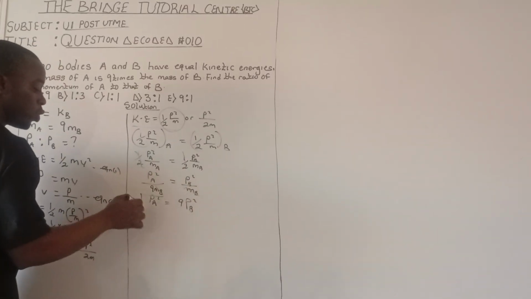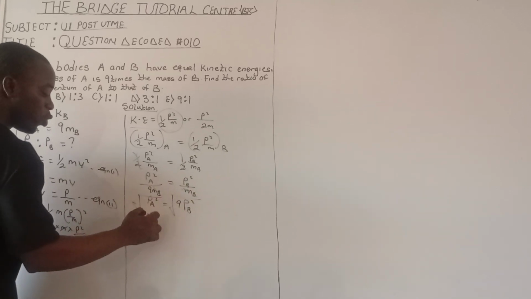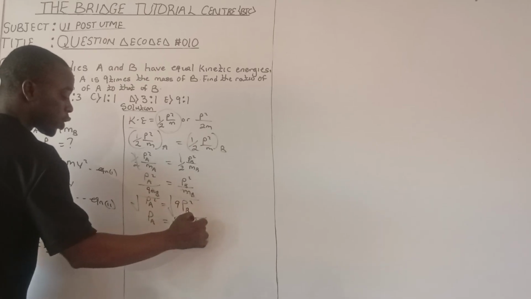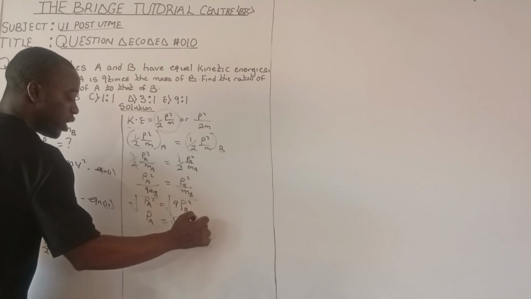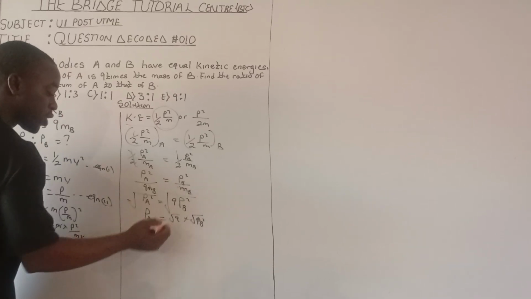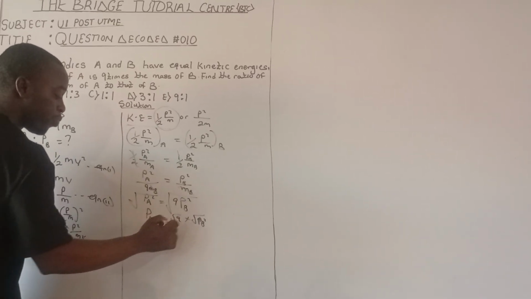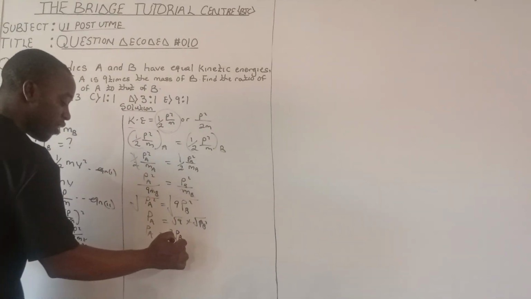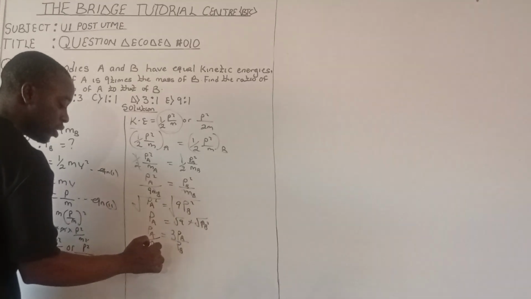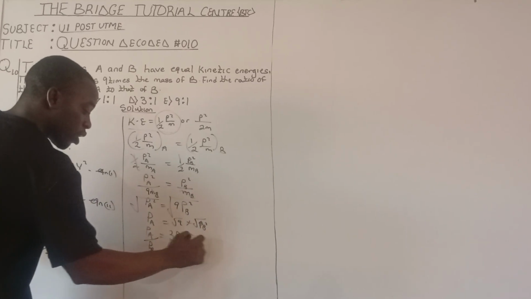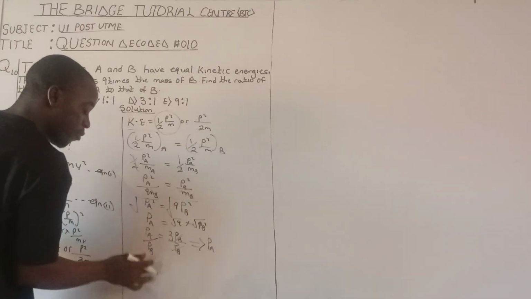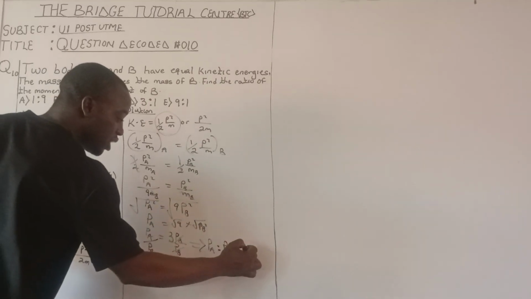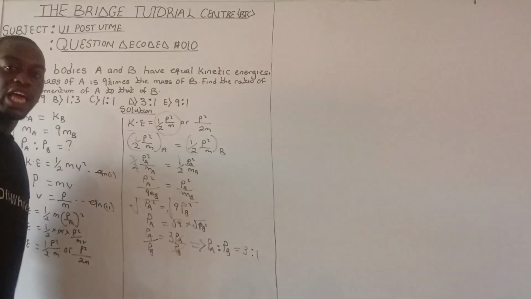So you find the square root of both sides. PA equals the square root of 9 multiplied by the square root of PB squared. So the square root cancels the square. What is the square root of 9? PA equals 3PB. Divide both sides by PB, so this cancels this. What we have is PA over PB, which is the ratio PA to PB, equals 3 over 1, which is 3 ratio 1. Thank you very much, everyone.